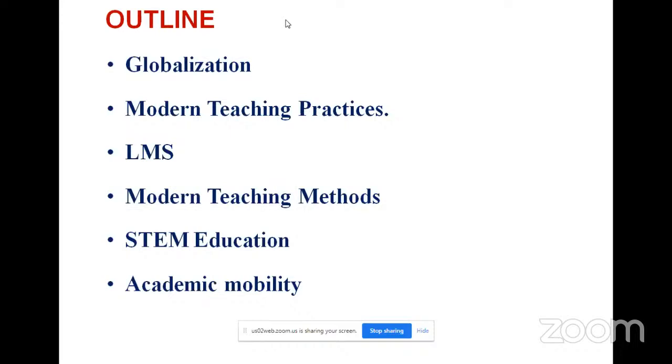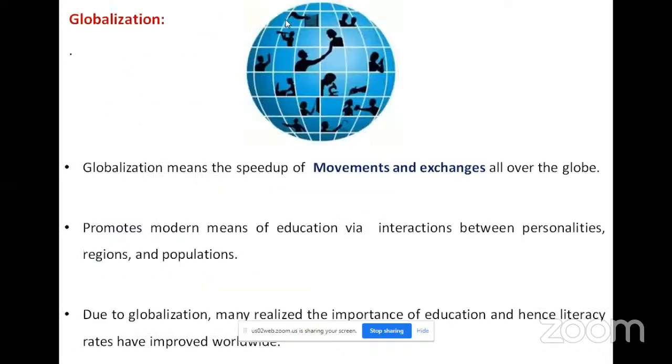So the outline of today's session will be globalization. We'll talk about how it impacted our teaching practices, and how it helped us to embrace the new modern practices. And there's a buzzword, LMS. We will try to know the secrets about the LMS, whether it is helpful and in what way you should use it, because I'm using it from the past 8 to 10 years, so I know the pros and cons. Then we'll see some of the modern teaching methods, which is the need of the hour. And we'll talk about education and mobility also. I don't think time will permit me, because next generation education is a very big topic to discuss.